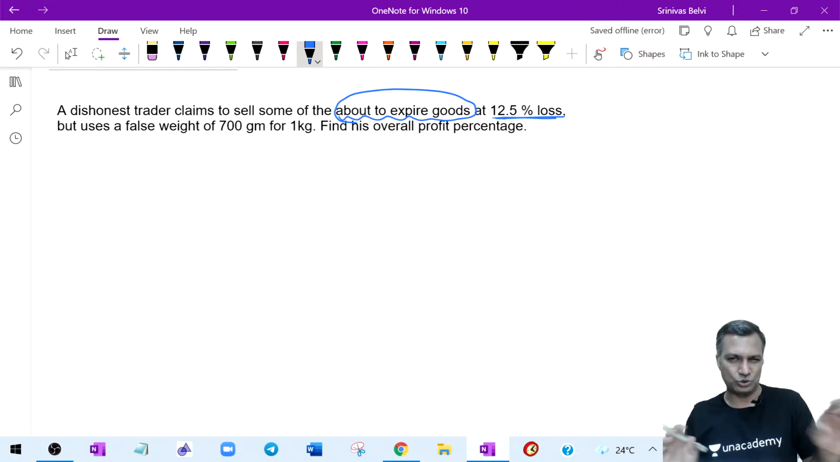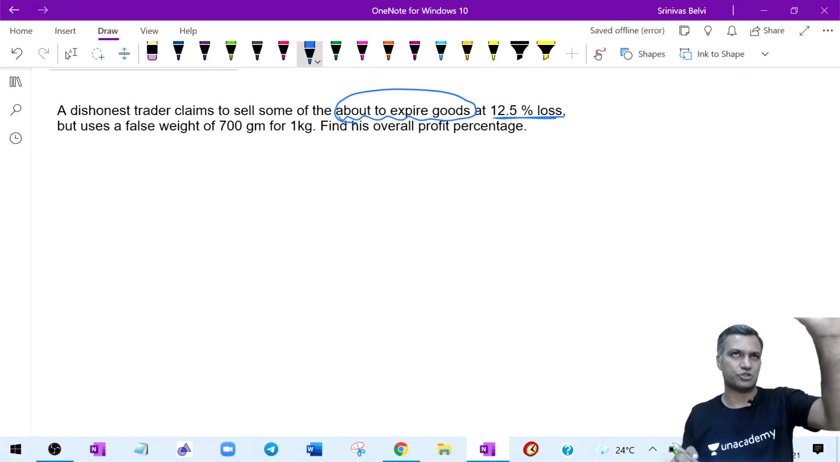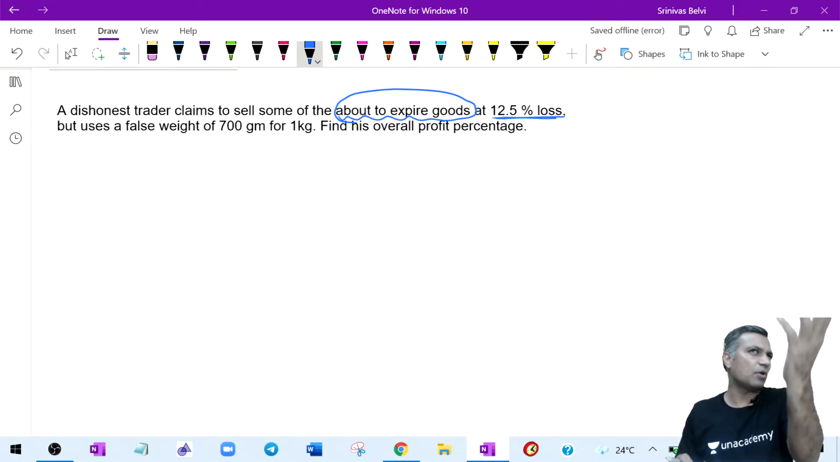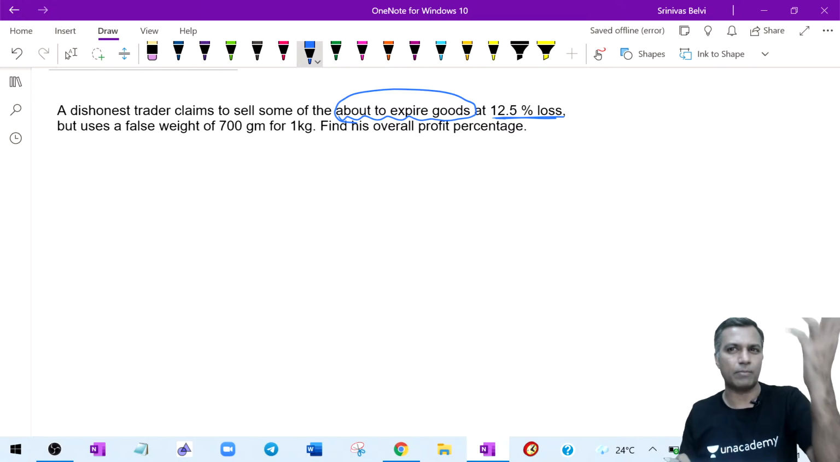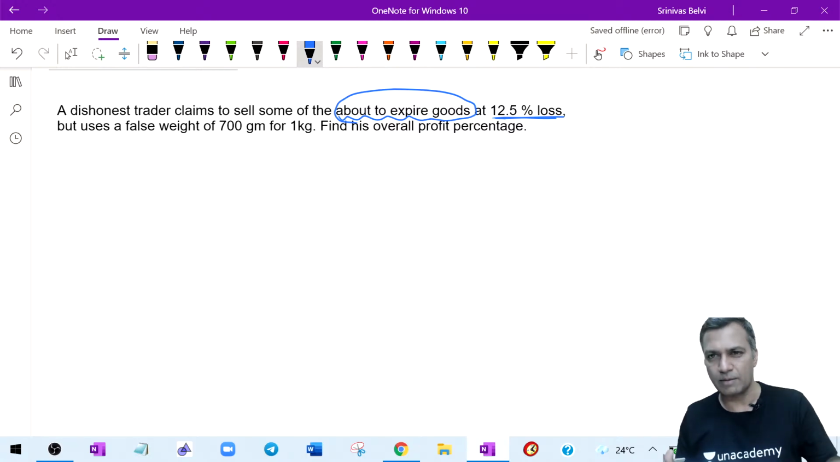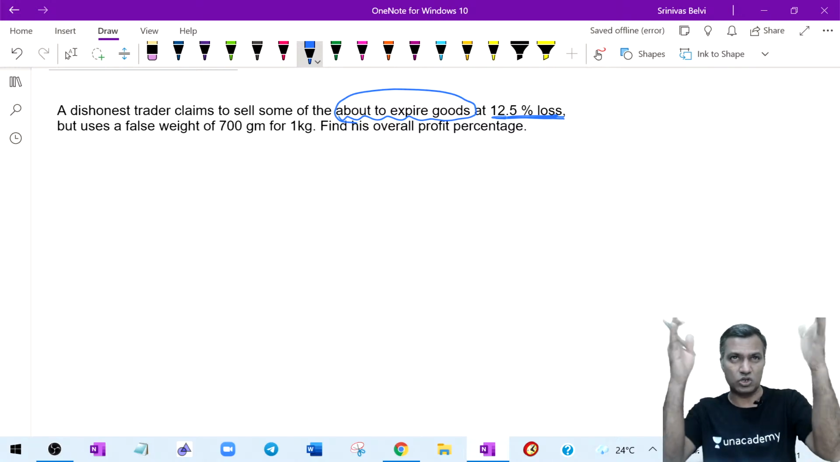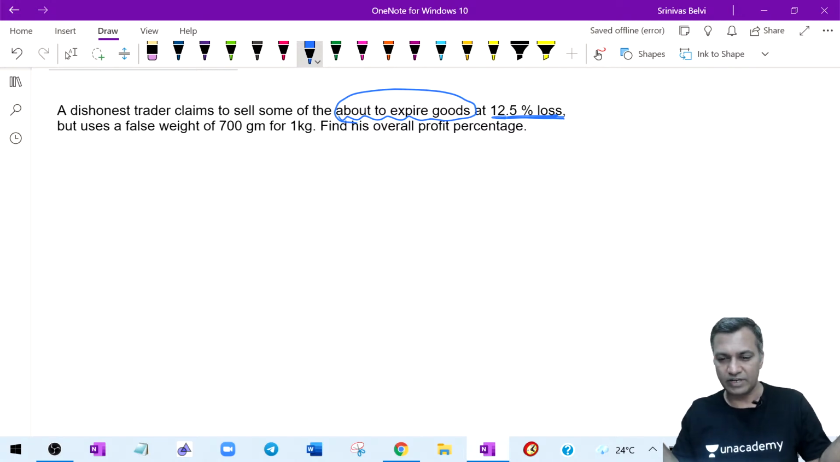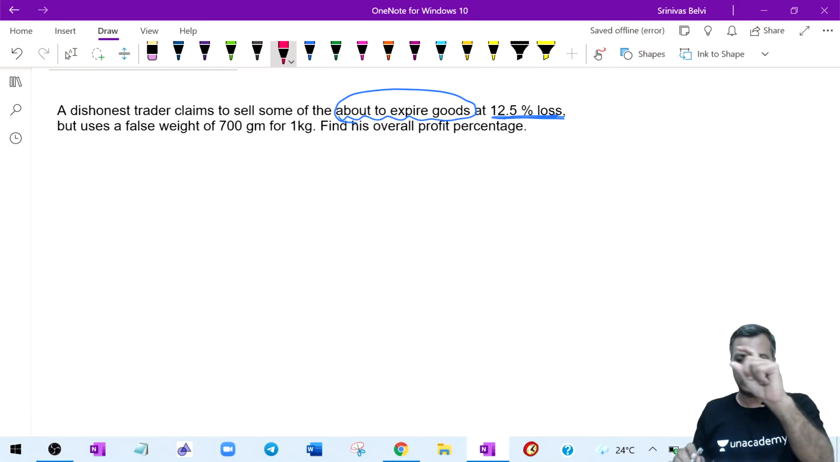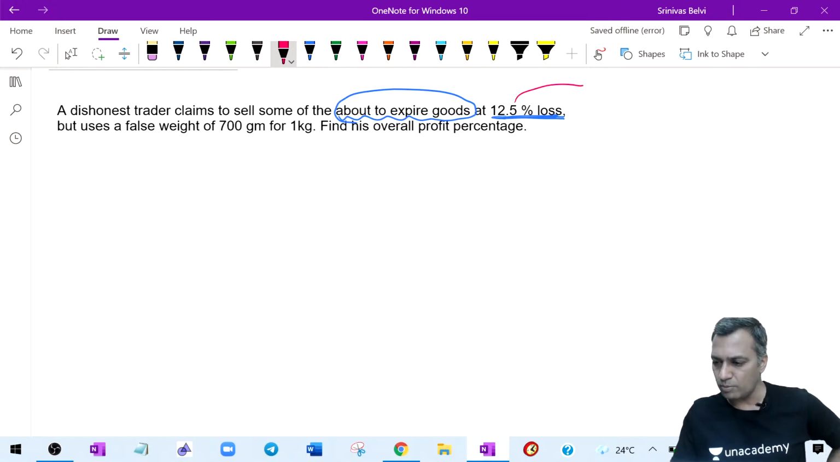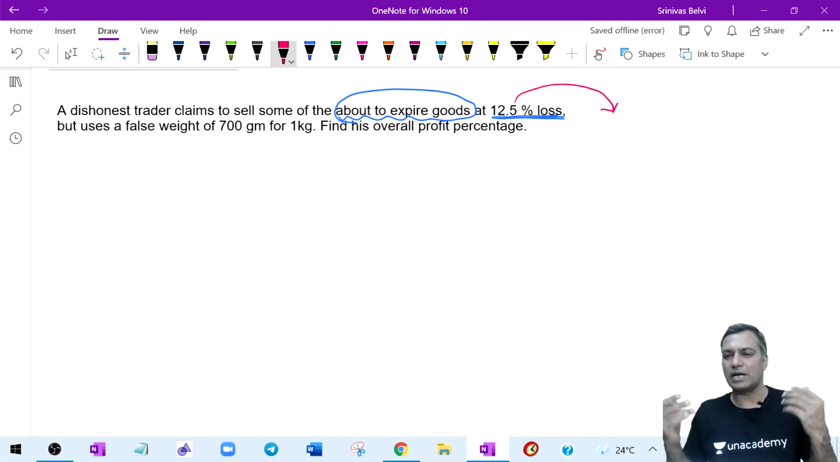About-to-expire goods, which means on the shelf there is some tea. Let's assume there is a tea packet that is about to expire in about a month's time. Since it's about to expire, he says, I'll give a discount of 12.5%, which means whatever the listed price is, I will sell it at a loss because I don't want it to remain on the shelf. After a week, nobody would buy that product. So when you look at 12.5%, remember, write the multiplier directly.